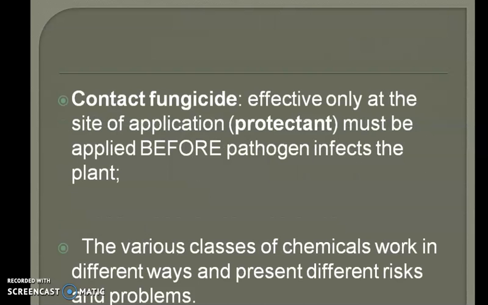The contact fungicides are the type of fungicides that will be only effective at the site of application and must be applied before the pathogen infects the plant. The various classes of chemicals work in different ways and present different risks and problems, not only to the plants but also to the humans who consume such plant products.